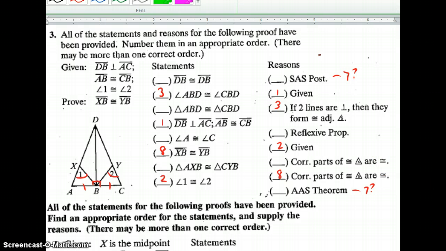All right, so there's not much else really to think about here. In terms of the no-brainer stuff, reflexive property is the only one that looks like it's going to be really easy. That's the one with the same thing. So reflexive is definitely going to go with that. There's no reason why I can't go next. Let's go ahead and call that step 4. Let's mark it on here. DB is congruent to itself.